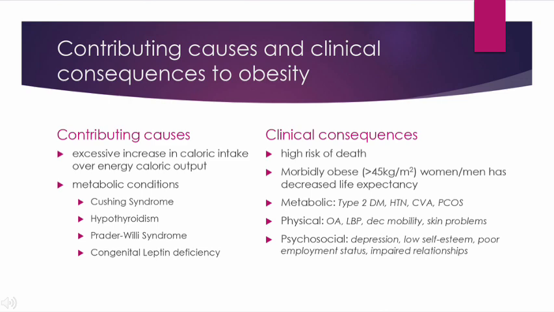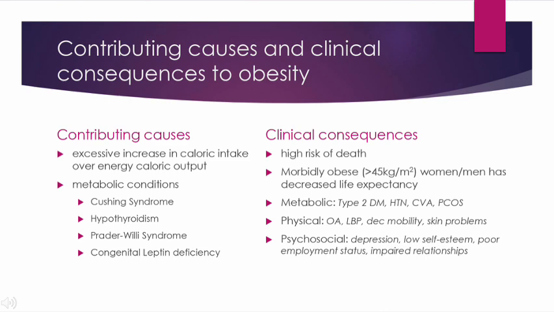First, the causes. The most common cause is an imbalance between caloric intake and energy expenditure. In simple terms, eating more calories than the body uses. However, obesity is not always that simple. There are also metabolic and medical conditions involved. Examples include Cushing syndrome, hypothyroidism, and genetic conditions such as Prader-Willi syndrome. So obesity is multifactorial. Now let us look at the consequences.